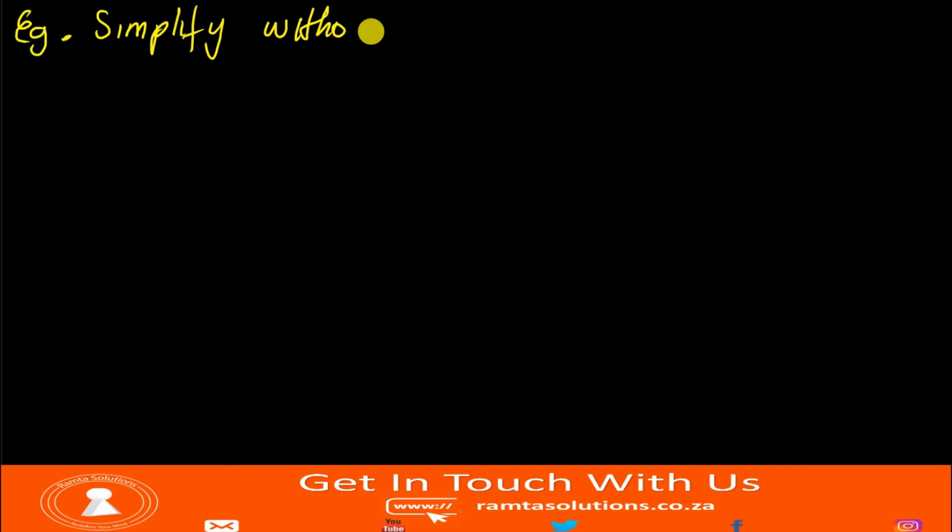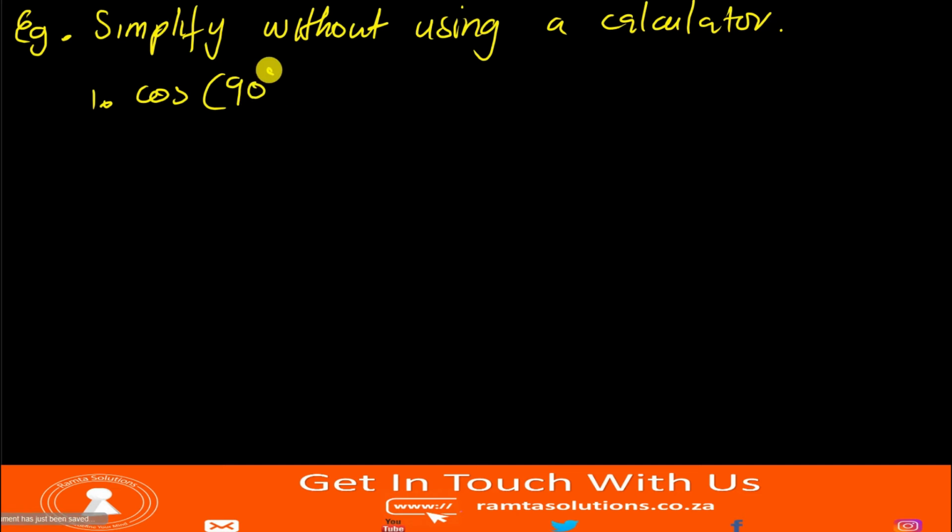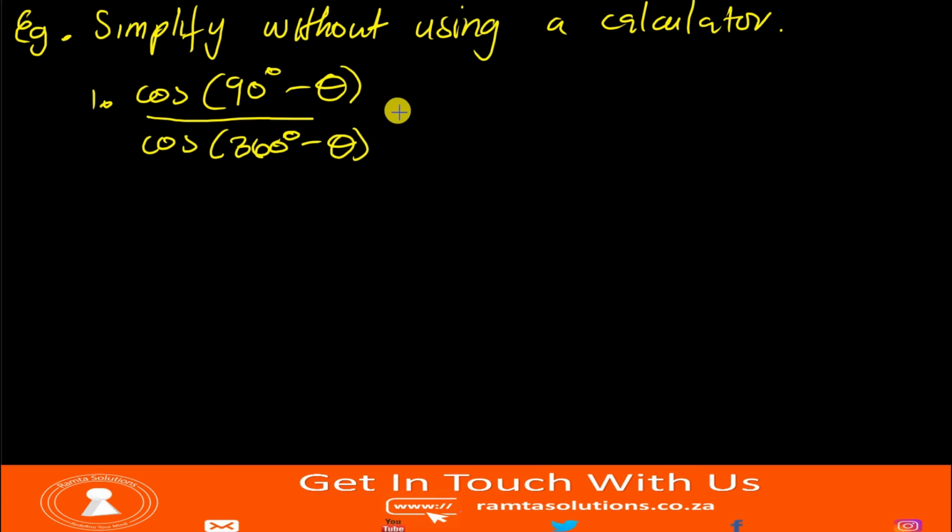Simplify without using a calculator. All right. Now we have number 1. We have cos(90 degrees minus theta) over cos(360 degrees minus theta) divided by tan(theta minus 180 degrees).